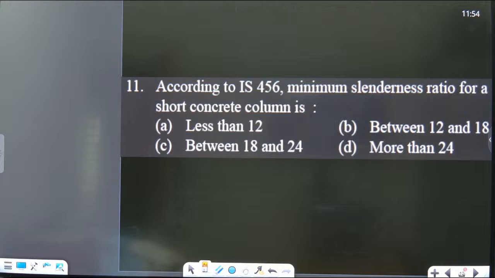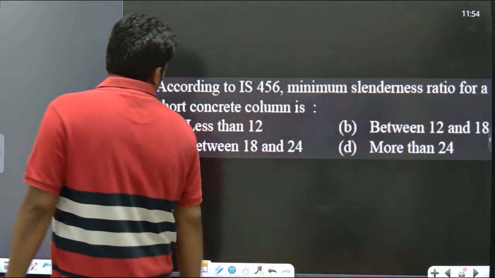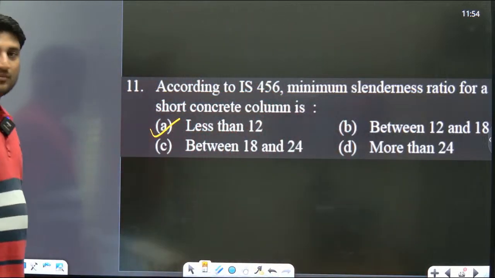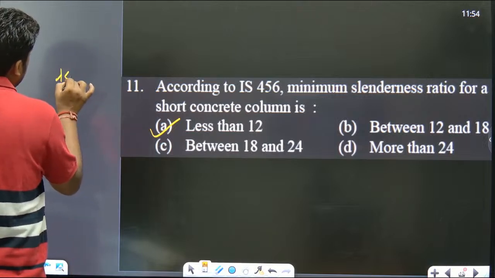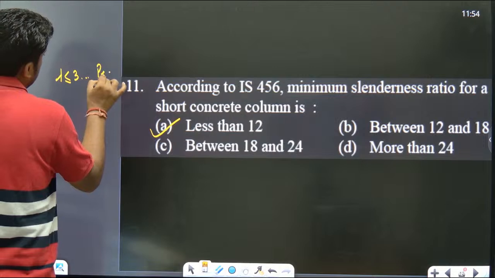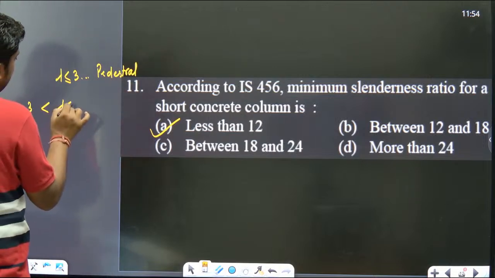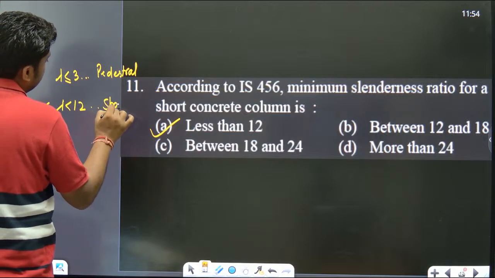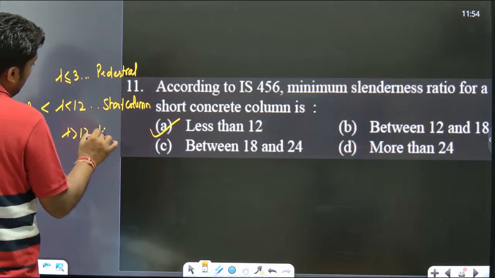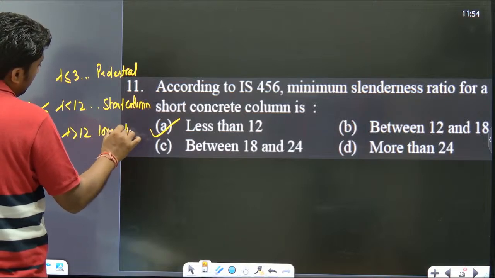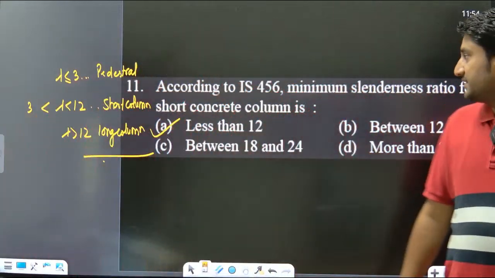So what will be the correct answer? The correct answer will be less than 12. All the other values are more than 12. Slenderness ratio less than or equal to 3 is a pedestal. Slenderness ratio greater than 3 but less than 12 is a short column. Slenderness ratio greater than 12 is a long column. Moving ahead. Yes, A is the correct answer.